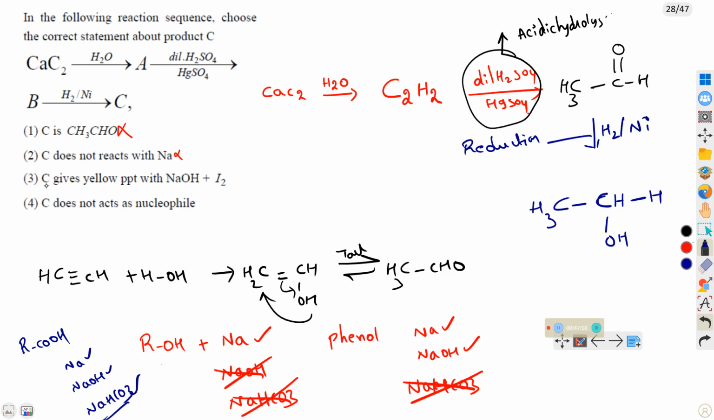C gives a yellow precipitate with NaOH plus I2, or NaOI. The reaction is called the haloform reaction. Yes, haloform reaction. Alcohol with the general formula CH3CHOH gives it. Third option correct.